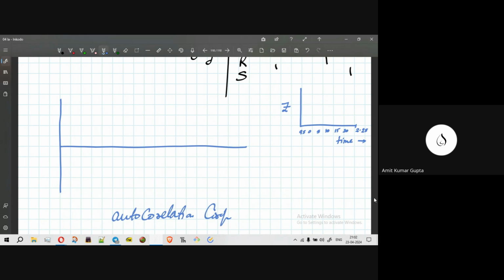So what here? At the x-axis, I am going to draw lags, the number of lags. Here is my zeroth lag. Here is my first lag, second lag, third lag, fourth lag, fifth lag, sixth lag, and so on. And here I'm going to put autocorrelation. Is it clear? What I am seeing at the zeroth lag is 1, then 0.75, 0.5, 0.25, 0.